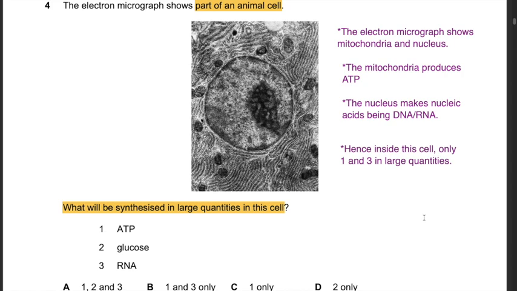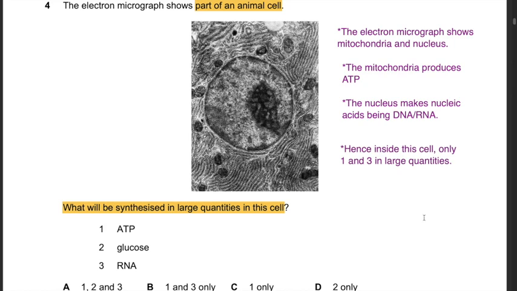Just look at this given micrograph. You can see that there is a nucleus and there is lots of mitochondria. Mitochondria definitely produces ATP, as you all know. Therefore, 1 will be synthesized in large quantities in this cell. And the nucleus does make nucleic acids, which are either DNA or RNA. DNA or RNA are the nucleic acids. Therefore, 3, which is RNA, must be synthesized in large quantities in this cell.